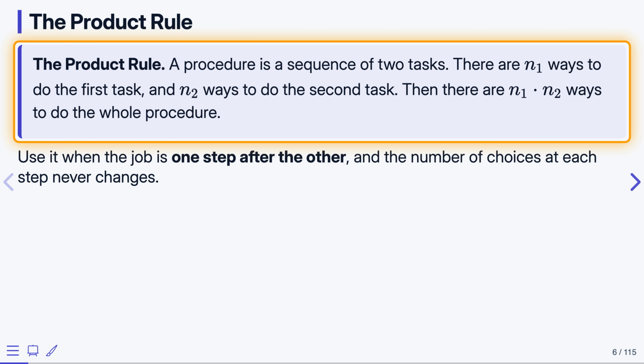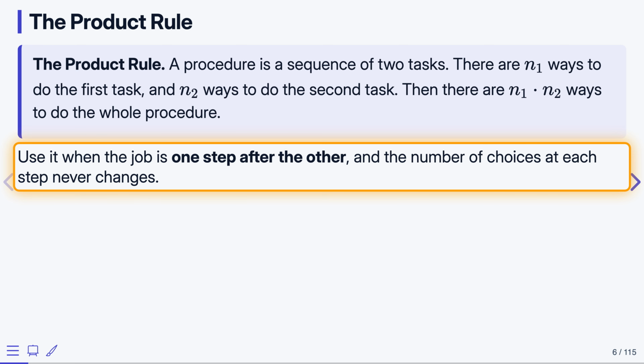This is our first rule. It is called the product rule. You do a job in 2 steps, one after the other. There are n sub 1 ways to do the first step. There are n sub 2 ways to do the second step. Then the number of ways to do the whole job is n sub 1 times n sub 2. You multiply. The rule works when the count at each step stays the same, no matter what you picked before. Watch for that. It is the one thing that can go wrong.